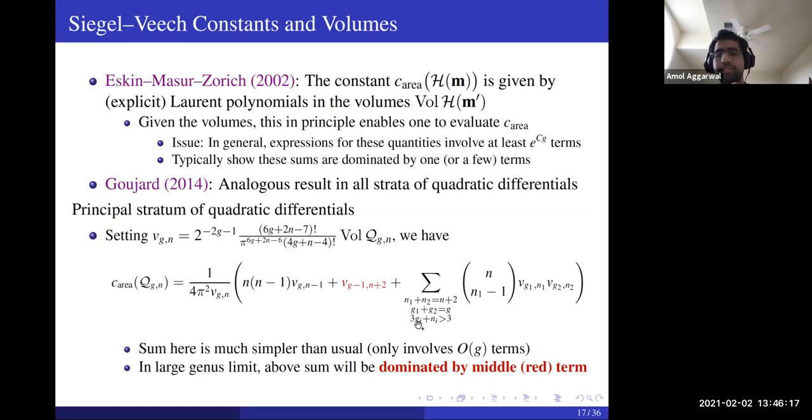So here the sum is simpler since it only involves about g terms. But in the large genus limit, it actually so happens that almost all of these terms are negligible except the red term. So the c_area constant is dominated by this red term. So basically, once one has these volumes, one could quickly read off the area Siegel-Veech constant, at least in this case.